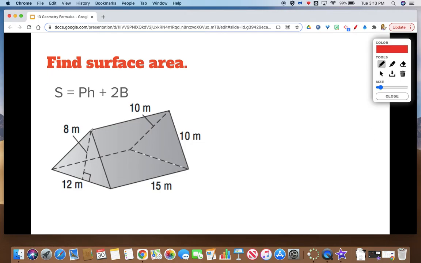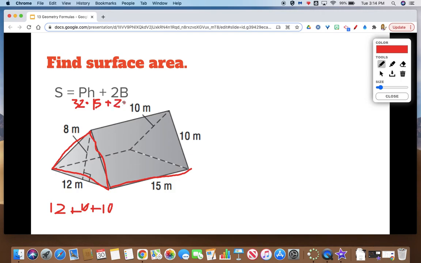Your bases are your triangles, so we need to find perimeter of the triangles, the height of the figure, and then the area of the triangles because that's your base. Perimeter of your triangles would be 12 plus these two sides, which if I look at the back of the figure are both 10. So 12 plus 10 plus 10 gives us 32. Height of the figure is the distance between your two bases right here, 15, plus 2 times area of the base.